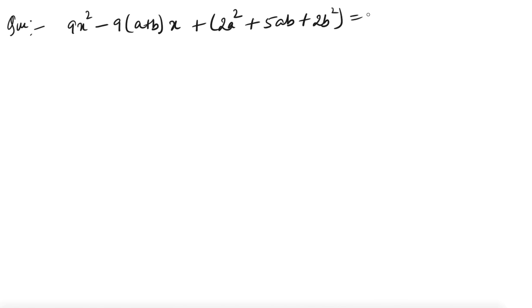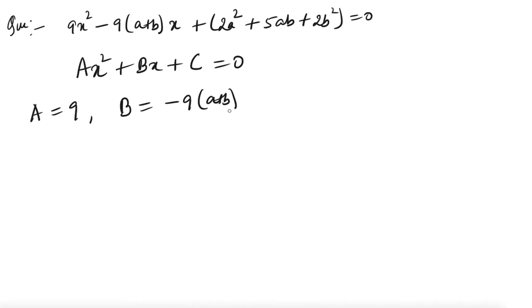Say I have a quadratic equation 9x² − 9(a + b)x + (2a² + 5ab + 2b²) = 0. Now I need to find the roots. Okay, so I will try to relate it to the initial quadratic equation, capital A x² + capital B x + capital C = 0. So if I relate them, capital A is equal to 9, capital B is equal to −9(a + b), and capital C is equal to 2a² + 5ab + 2b².